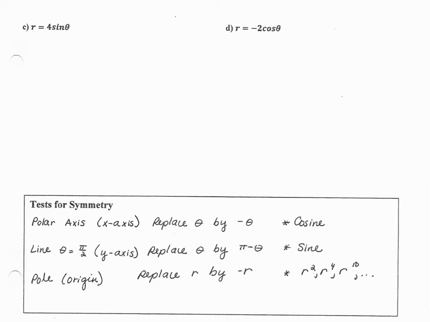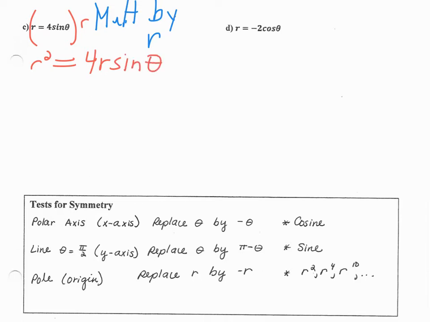We squared both sides. Now a trick on part C and D is, how about if we multiply both sides by r. All right, let's see what that does for us. Look at part C. If I come in here and I multiply everything by r, here's what I get. R squared equals 4r sine theta. Okay, well, looks a little bit messier instead of cleaner, but now let's take a closer look.